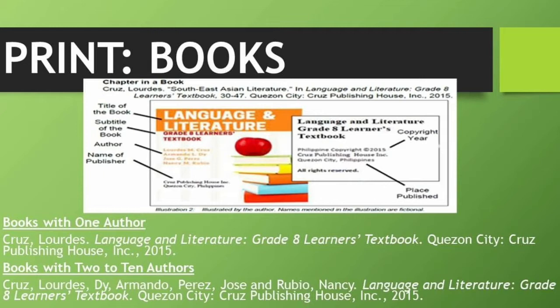And if we will follow the first format wherein we will just acknowledge the first author, we are just going to write the name of Cruz Lourdes, followed by the title of the book, which is the Language and Literature Grade 8 Learner's Textbook. Then the place it was published, Quezon City. Then the name of the publisher, Cruz Publishing House Incorporated, and followed by the year of the publication, which is 2015.